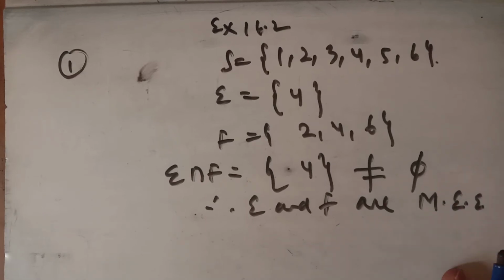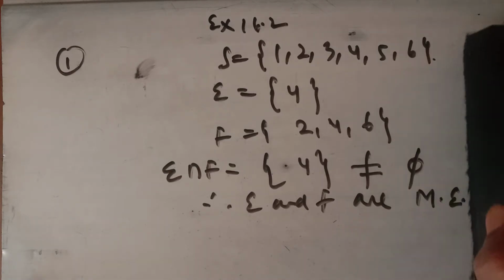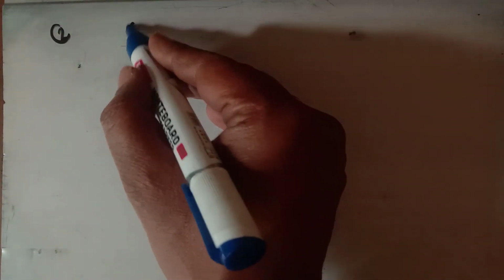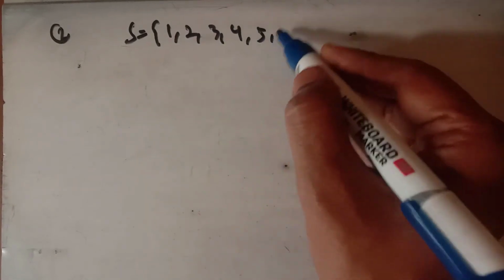So events are said to be mutually exclusive if their intersection is empty. So in this case, they are not mutually exclusive because their intersection is not equal to empty. इसका intersection empty नहीं है. Question number 2, a die is rolled. तो sample space आपका हो गया 1 2 3 4 5 6.